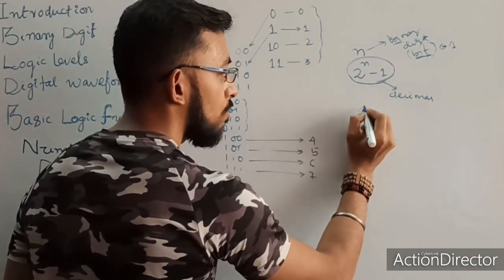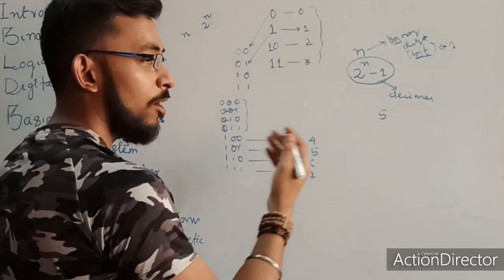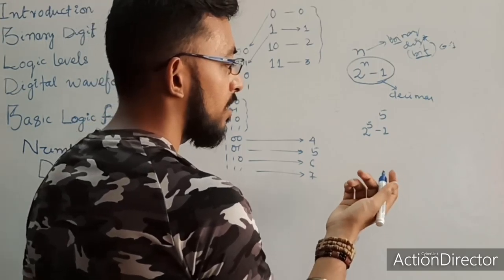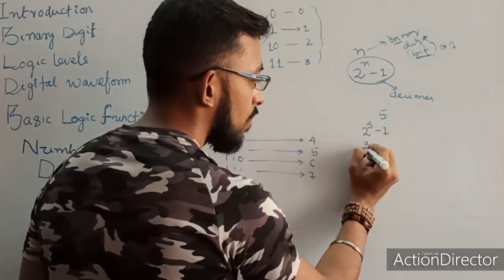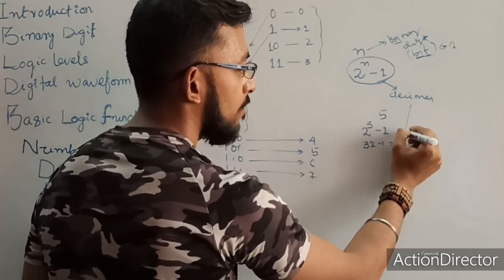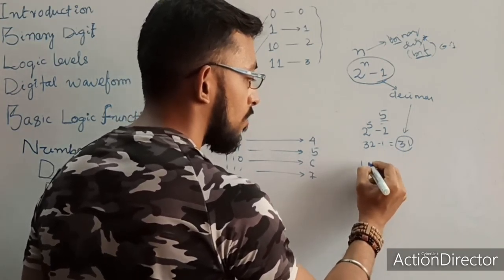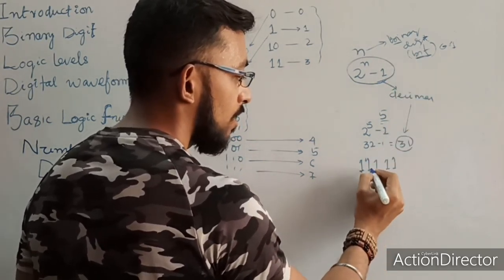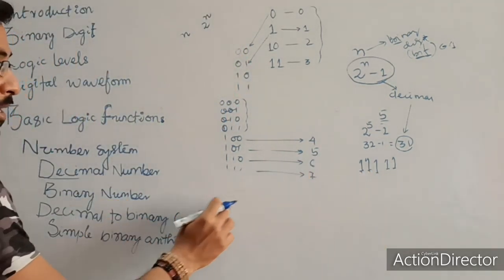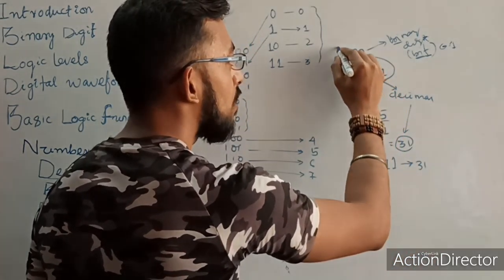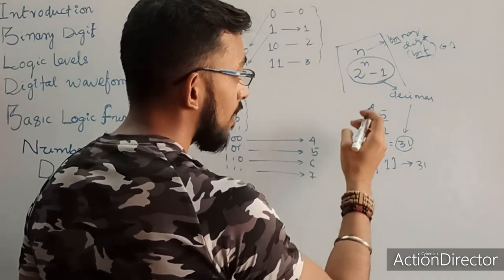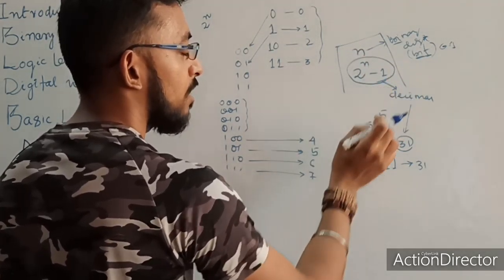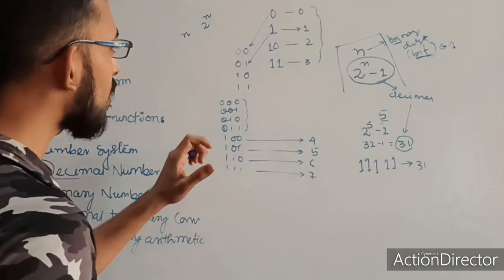Let's take n equal to 5. If there are 5 bits, how many possible decimal numbers can be formed? That is 2 power 5 minus 1. 2 power 5 means 2, 4, 8, 16, 32. 32 minus 1 is 31. The maximum decimal number that can be formed using these 5 bits is 31, which is 11111. Later we will see how to convert binary to decimal, and this value will give 31. So remember, using n bits, we can make 2 power n minus 1 as the highest decimal number. If we increase n, we get 2 power n minus 1 accordingly. This is how binary numbers work.